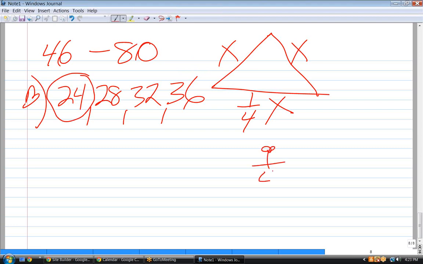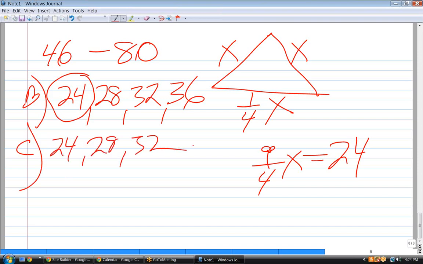Yeah. So the question is can each of these numbers be a possible perimeter? Well, the perimeter is 9/4 x. Can 9/4 x equal 24 and have x be an integer? No, right? What's the answer on C? 24, 28, and 32. And these are possible perimeters, right? Yeah. And x has to be an integer? Yeah. Oh, 24 is possible. Yeah.